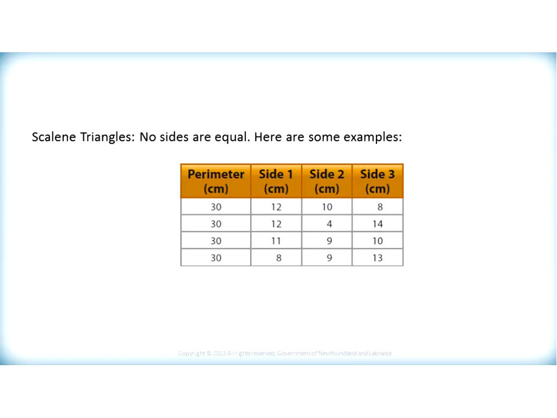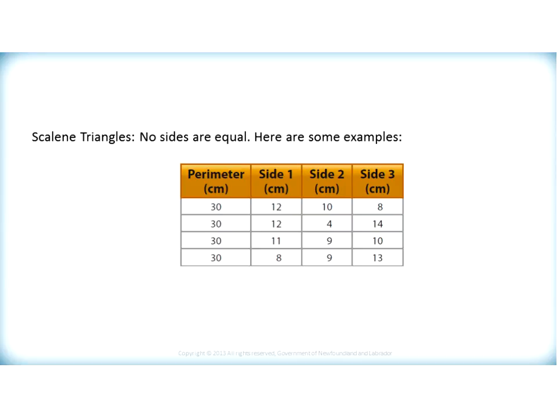So side 1 could have a length of 12, side 2 have a length of 10, and side 3 have a length of 8. You'll notice that all 3 sides are different in length, and any 2 sides added together is going to be larger than the third. And if you add up all 3 sides, you're going to get a value of 30 for the perimeter. So it fits all the criteria for a scalene triangle.